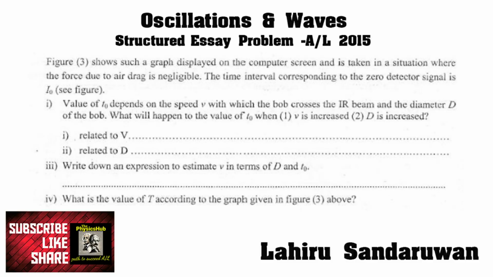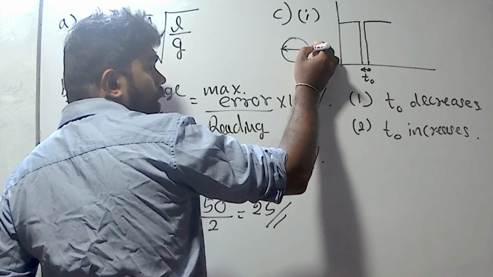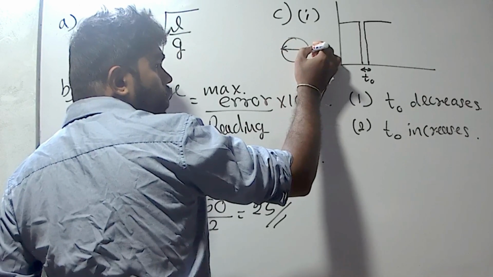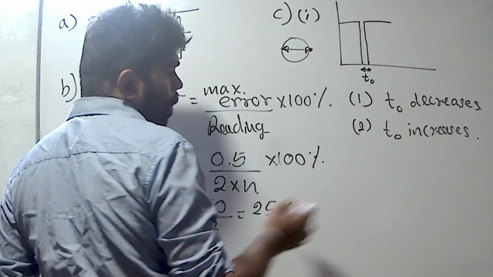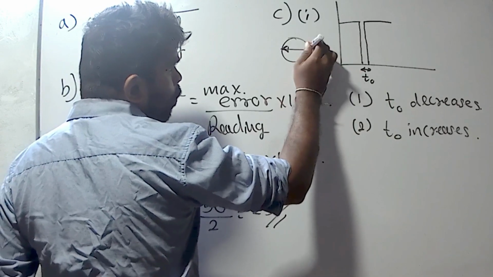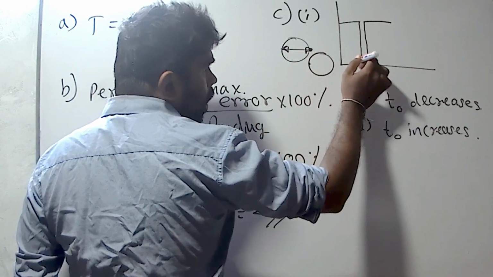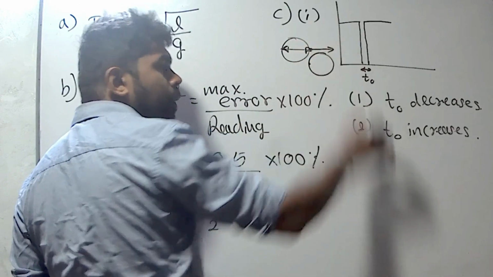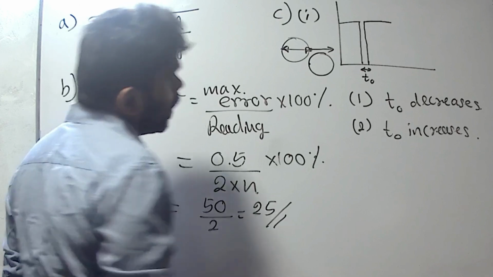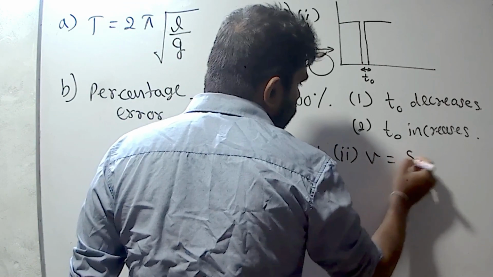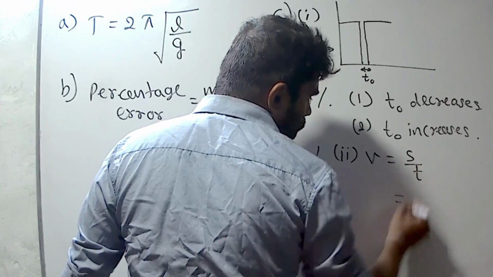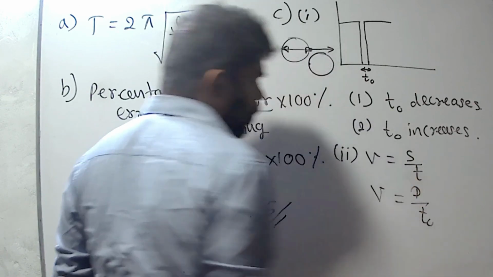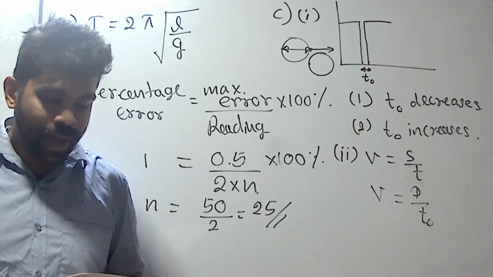Part 2. Write down an expression to estimate v in terms of d and T0. We know that T0 is the time taken for the pendulum bob to move a distance d. If the IR beam is in this space, the bob should move from this position to this position within the T0 period. It means the distance moved by the pendulum bob is d. Then velocity equals distance divided by time, displacement divided by time. The corresponding displacement is d, and time is T0. Now this is the relationship for the velocity of the pendulum bob.